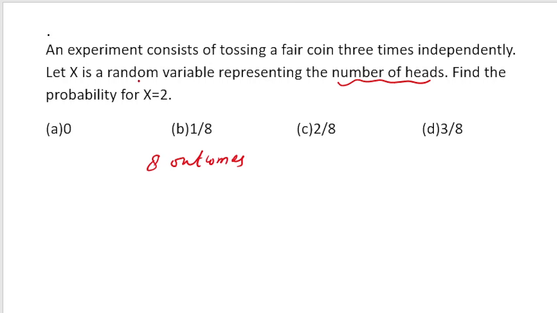And there will be 2 heads. X is the number of heads, so 2 heads may come when head head tail comes, when head tail head comes, and when tail head head comes. So there are 3 possibilities in which 2 heads can come. So the total is 8 and the favorable is 3, so 3/8 is the correct answer.